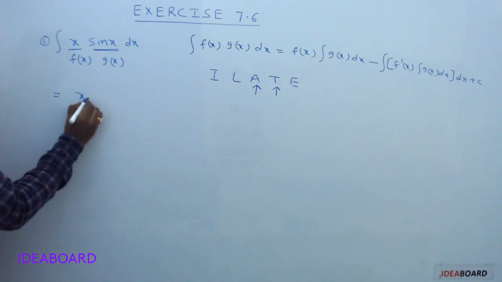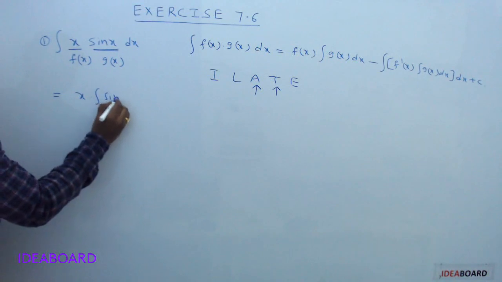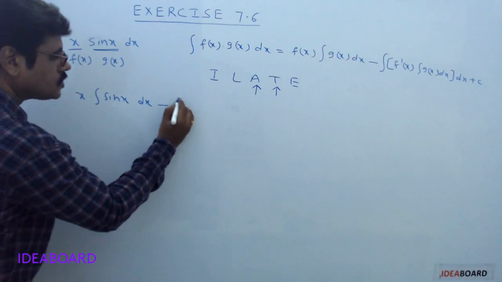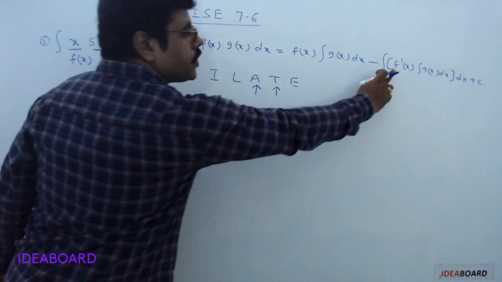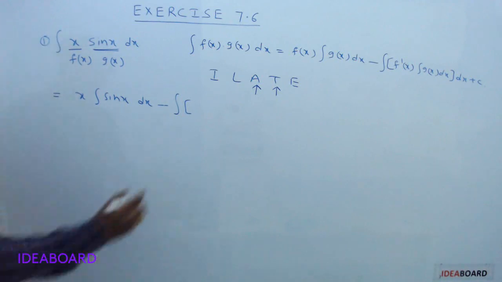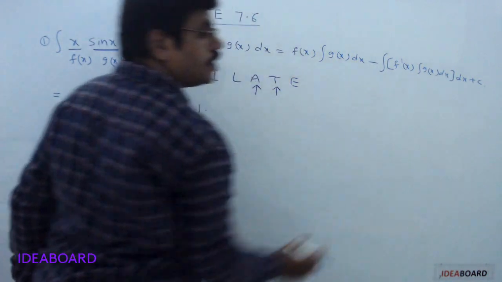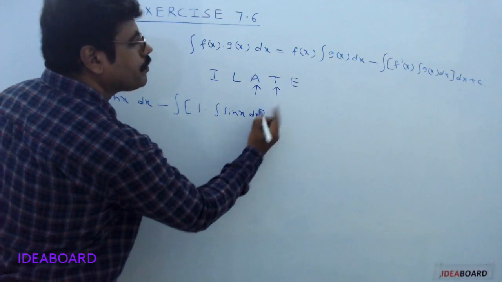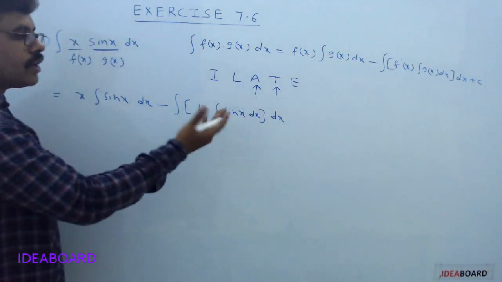f(x) is x, into integral g(x) dx, that is integral sin x dx, minus integral of the derivative of f(x), f'(x). Here f(x) is x, the derivative of x is 1, into integral g(x) dx, that is integral sin x dx into dx, plus some constant c.